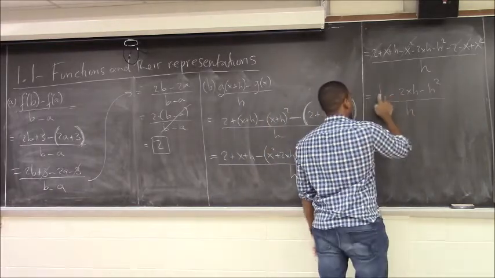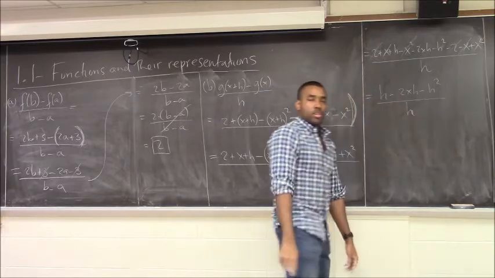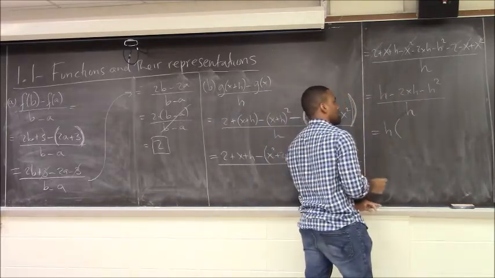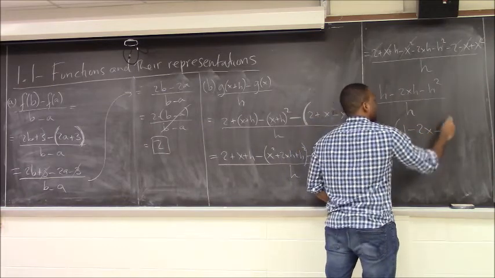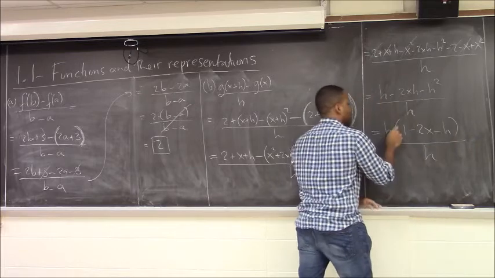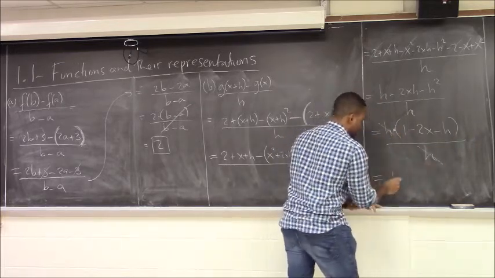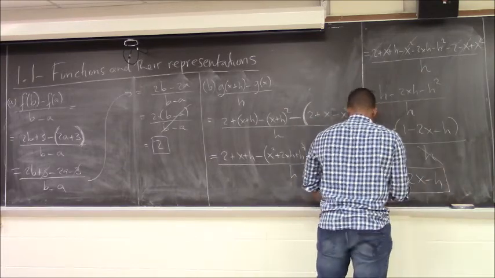You can't cancel it, you have to factor it out, because pluses or minus signs are separating terms. What are we left with? h times 1 minus 2x minus h. Can you cancel h now? Now there's a multiplication. Now I can cancel. And that is the answer.